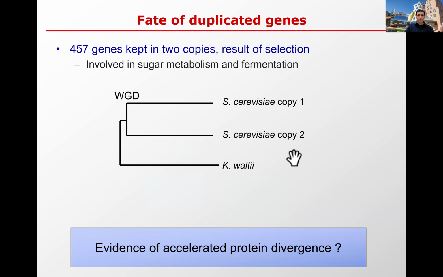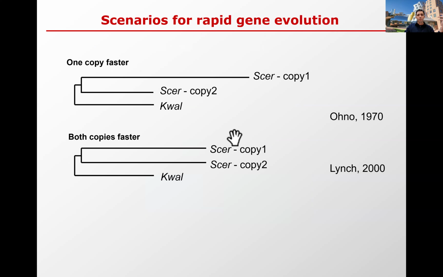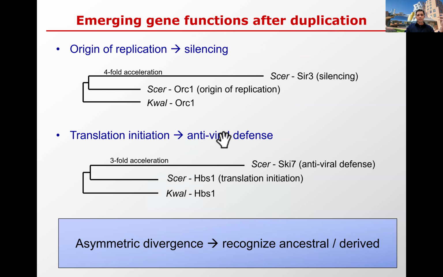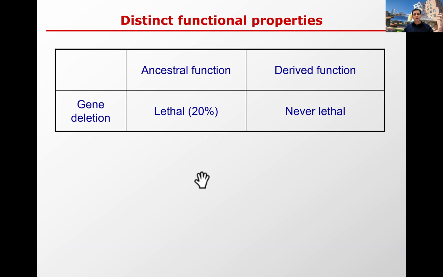And what's really cool now is that we can ask, given that routing from that common ancestor, which copy evolved faster or slower? And in some cases, we're basically finding that there was this dramatic acceleration event giving rise to new functions, that the silencing protein SIR3 evolved from a duplication of the origin of replication function that was there before, or this antiviral defense evolved from this translation initiation function, and so on and so forth.